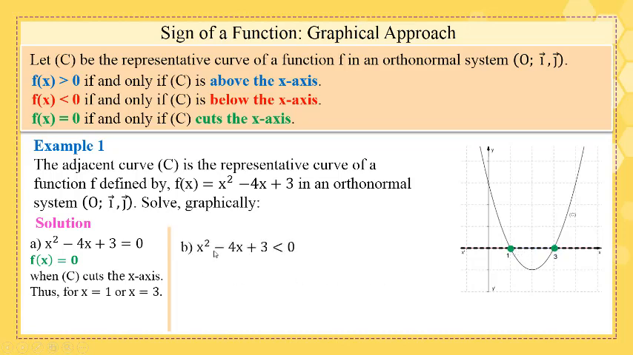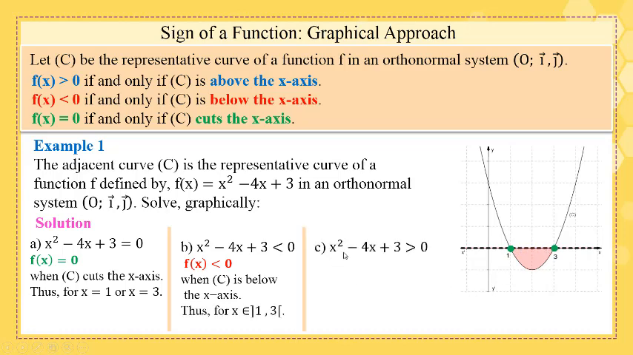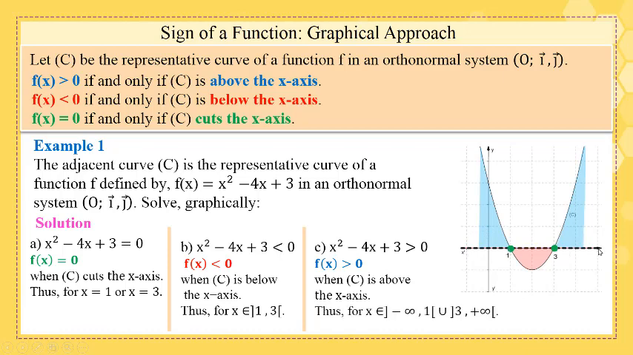Part B. This inequality means that f of x is less than 0 when C is below the x-axis. Thus, for x belongs to the open interval 1, 3. Part C. This inequality means that f of x is greater than 0 when C is above the x-axis. Thus, for x belongs to minus infinity, 1 union 3, plus infinity.